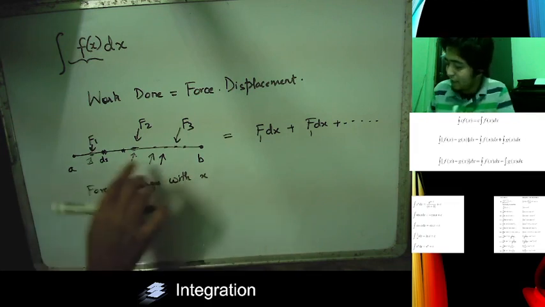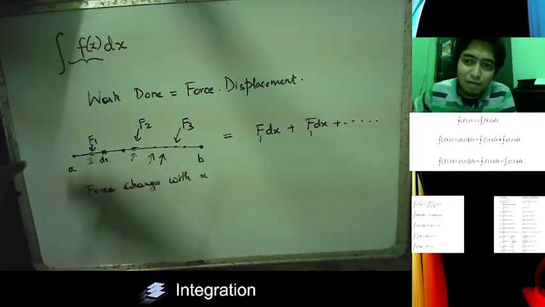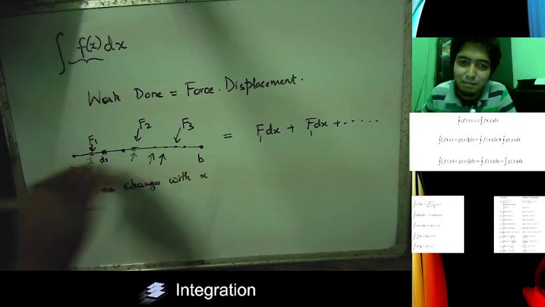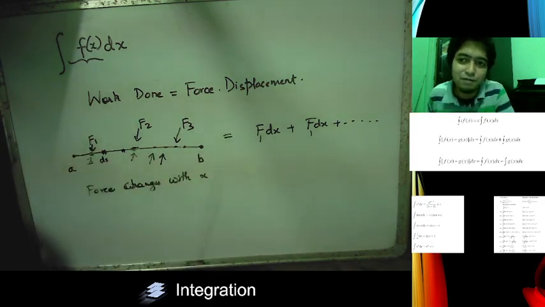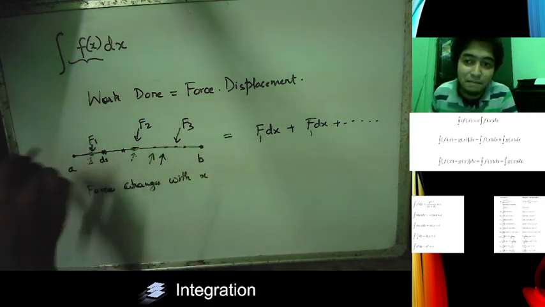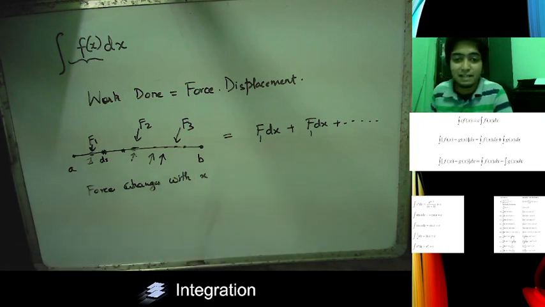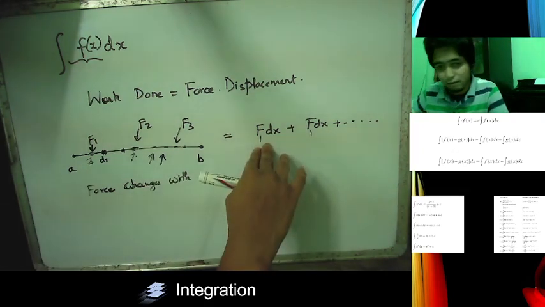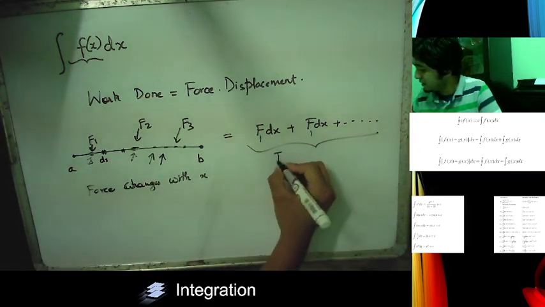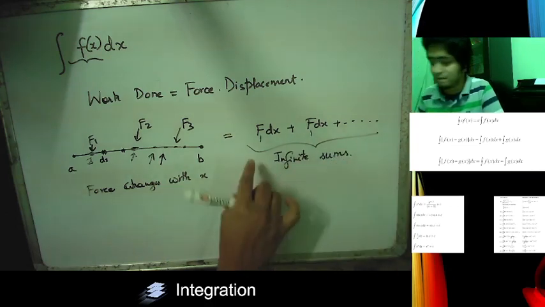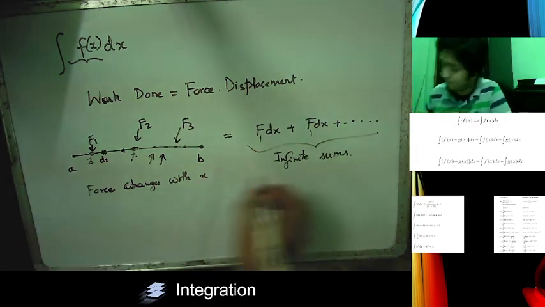But again, we cannot guarantee that there will be only a finite number of them. Maybe there can be 10, 100, thousands. Maybe we cannot even count such forces, because we are dividing this portion into very fine intervals. So what do we do in that case? We are getting an infinite summation, infinite sums.